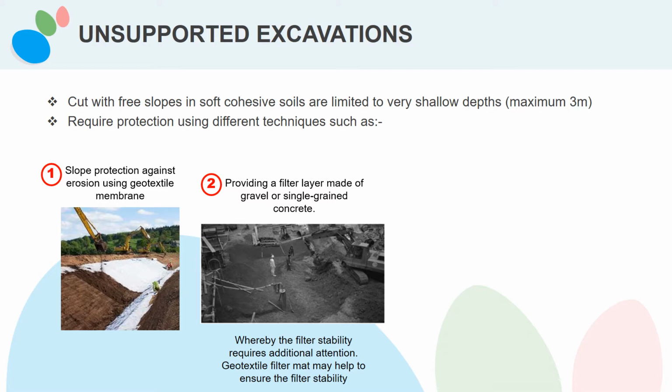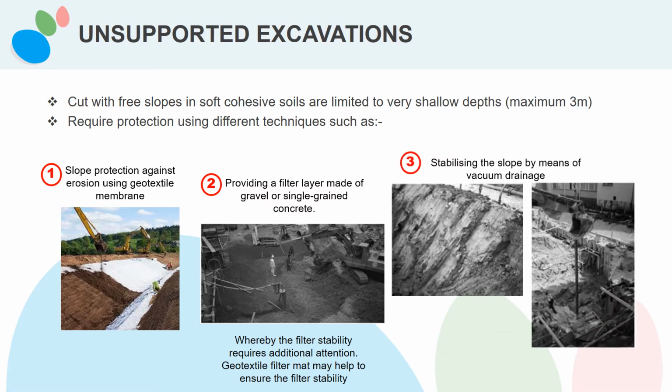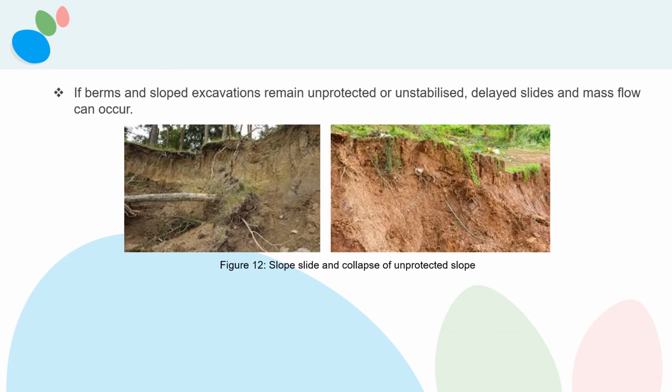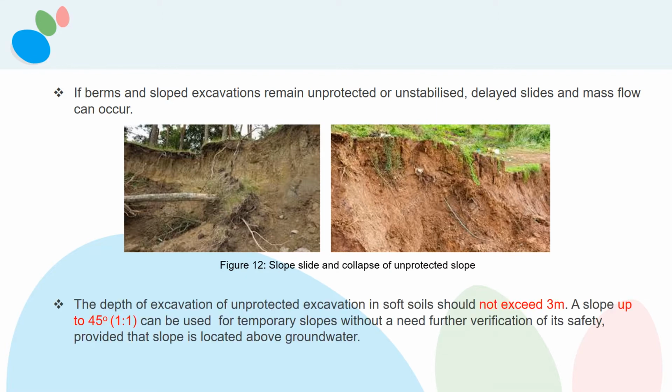Geotextile filter mat may help to ensure the filter stability. 3. Stabilizing the slope by means of vacuum drainage. A. Without additional measure. B. Supported with timber piles and geotextile mat. Intermediate excavation stage. If berms and sloped excavations remain unprotected or unstabilized, delayed slides and mass flow can occur. The depth of excavation of unprotected excavation in soft soils should not exceed 3 meters.